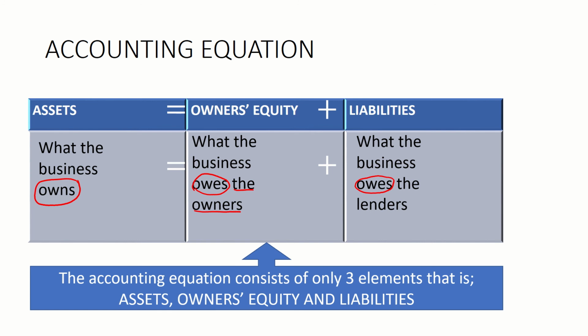The accounting equation consists of only three elements, that is assets, owner's equity, and liabilities. When I talk about elements, just know that I'm talking about assets, owner's equity, and liabilities.